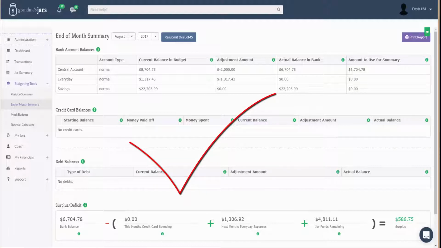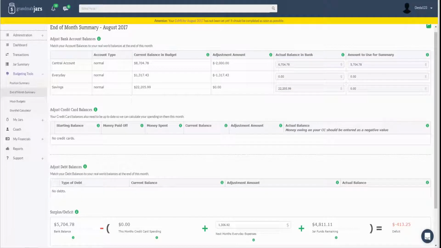Bank account equals budget. So let's have a look at what it would look like if Dean and Emma actually had a deficit. So what I have done is I've gone and reduced the balance in Dean and Emma's central account from $6,704.78 to $5,704.98. What this now means for the end of month summary formula is that instead of having a surplus of $586.75, they now have a deficit of $413.25.